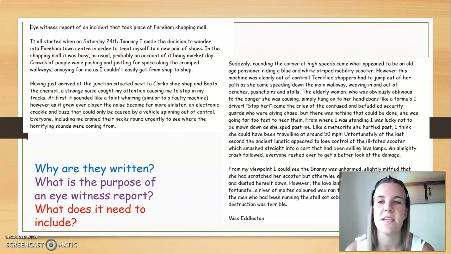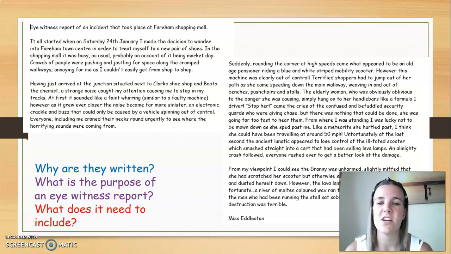So it all started when, on Saturday the 24th of January, I made the decision to wander into Fareham Town Centre in order to treat myself to a new pair of shoes. In the shopping mall it was busy, as usual, probably on account of it being market day. Crowds of people were pushing and jostling for space along the cramped walkways, annoying for me, as I couldn't easily get from shop to shop.